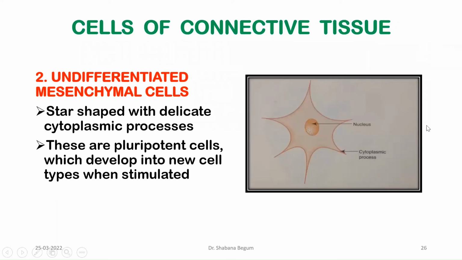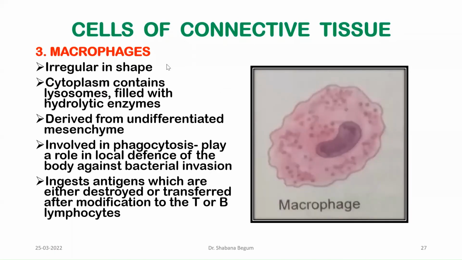The undifferentiated mesenchymal cells are star-shaped with delicate cytoplasmic processes, and these are pluripotent cells, that is, they are able to differentiate into other cell types. Next is the macrophages. The macrophages are irregular in shape, and the cytoplasm is filled with hydrolytic enzymes. They play a very important role in the defense mechanism of the body. They will phagocytose the bacteria and antigens, and they can either kill them or modify the antigens, and then transfer them to the T or the B lymphocytes for further action.